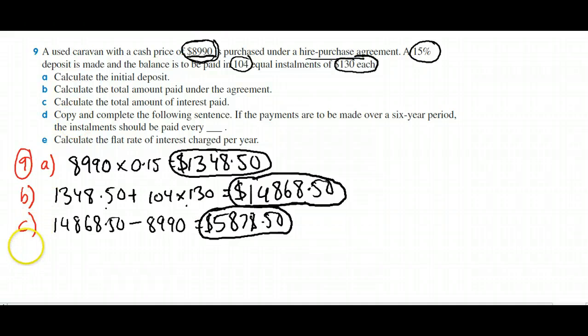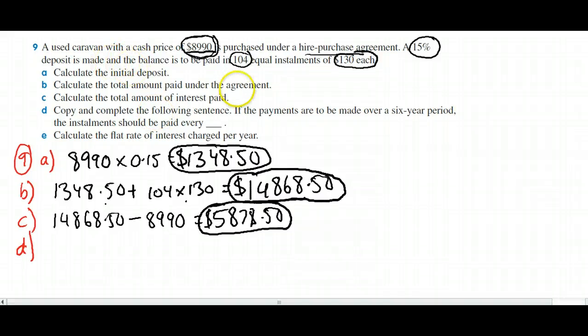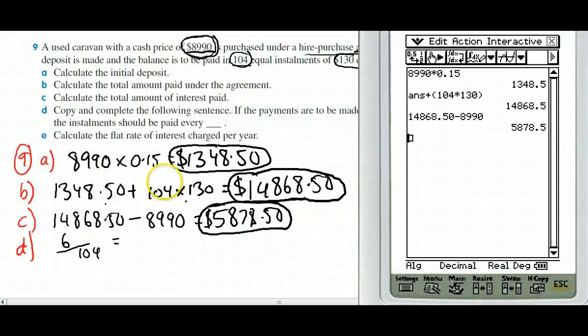Part D. Copy and complete the following sentence. If the payments are to be made over a 6-year period, the installments should be paid every how often? Okay, so what we know is that there's 104 installments that are made, and that they occur over a 6-year period. So if they happen at the same interval every time, then we can divide 6 years by 104 equal payments and see what we get for that. So 6 divided by 104, that means this fraction of a year, that's how often the payments are getting made.